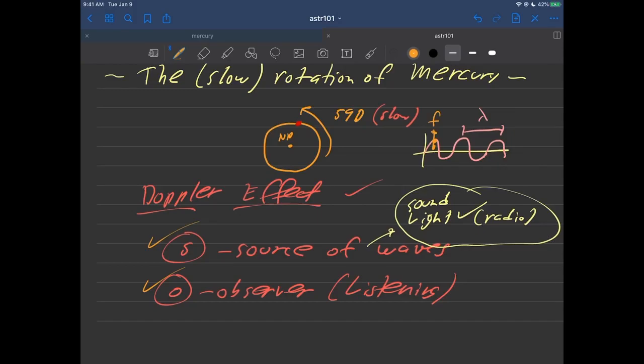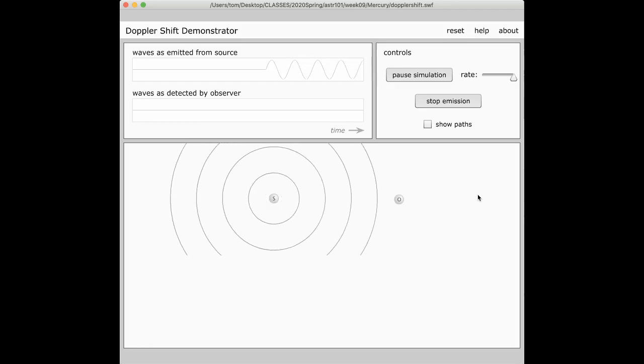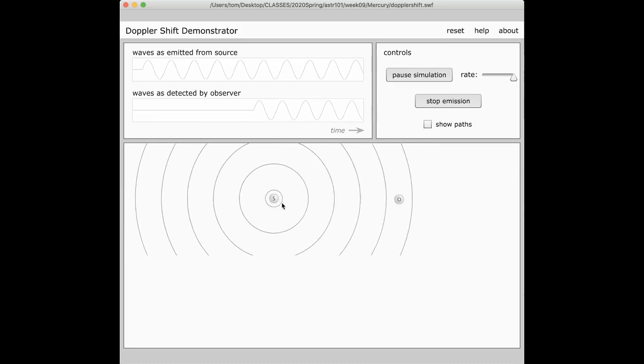Okay, so back to the simulation then. Here I have a source of waves right here, and here I have an observer of waves right here. What I'm going to do is start the emission by clicking this button up here. And what they mean by emission is start the emission of the wave. So if I do that, you see the waves coming out of the source. They look like just a bunch of concentric circles.